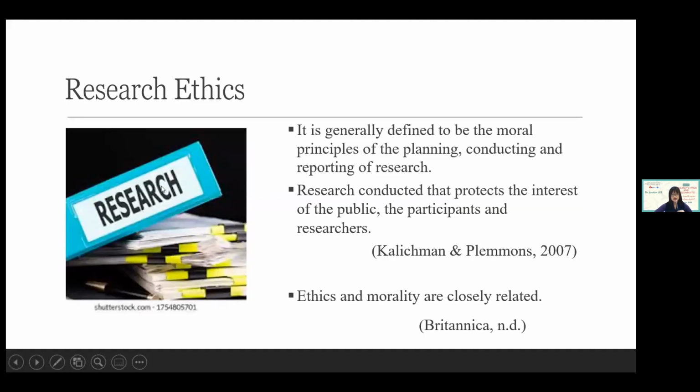So what is research ethics? It is generally defined to be the moral principles of planning, conducting, and reporting of research to protect the interests of the public, the participants, and the researchers. In Britannica, it says that ethics and morality are closely related.